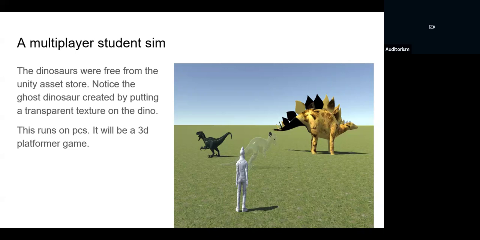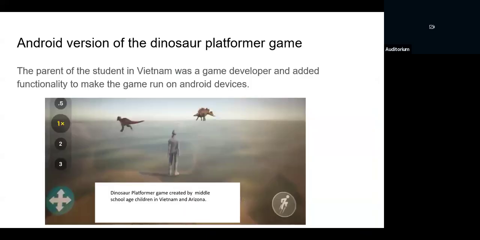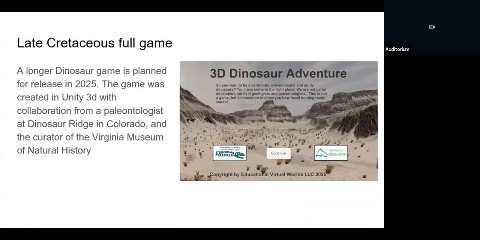So it runs on PCs, but eventually, like I said, we want to make it sort of like a platformer game. And we came up with a multiplayer version showing something like this on an Android phone.